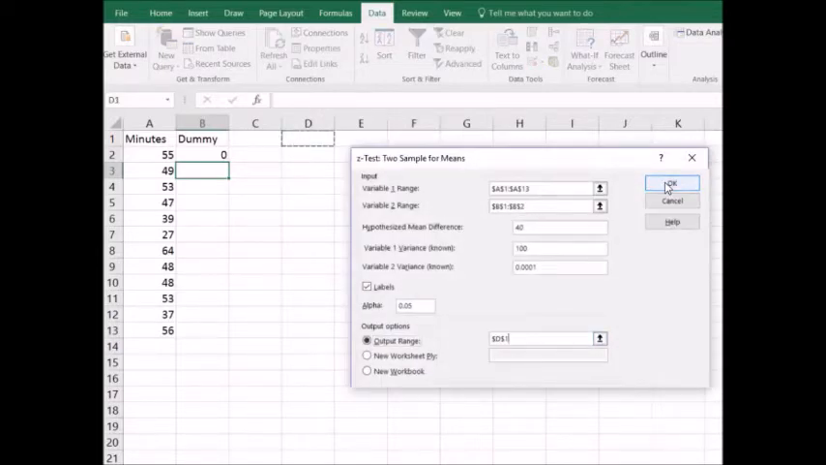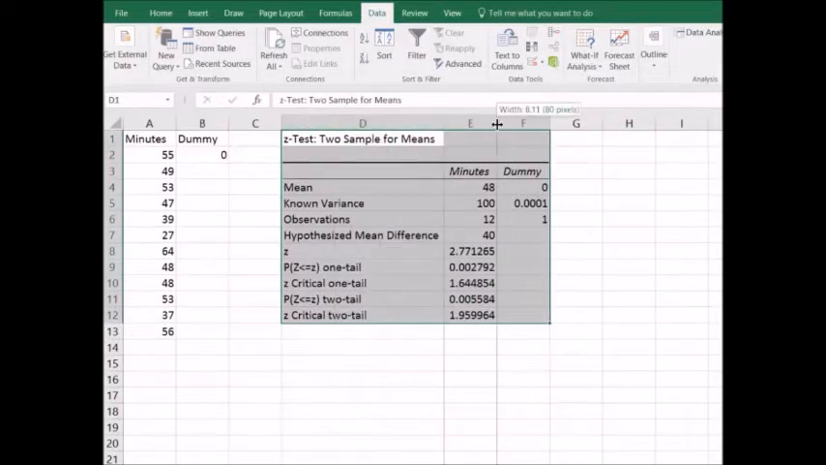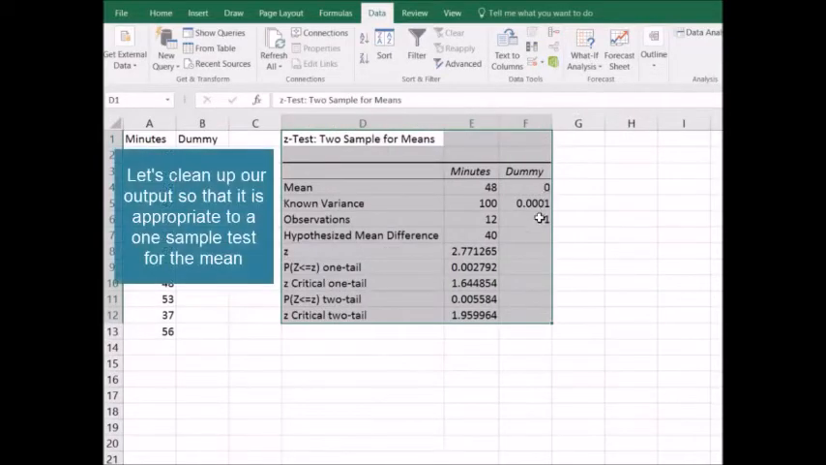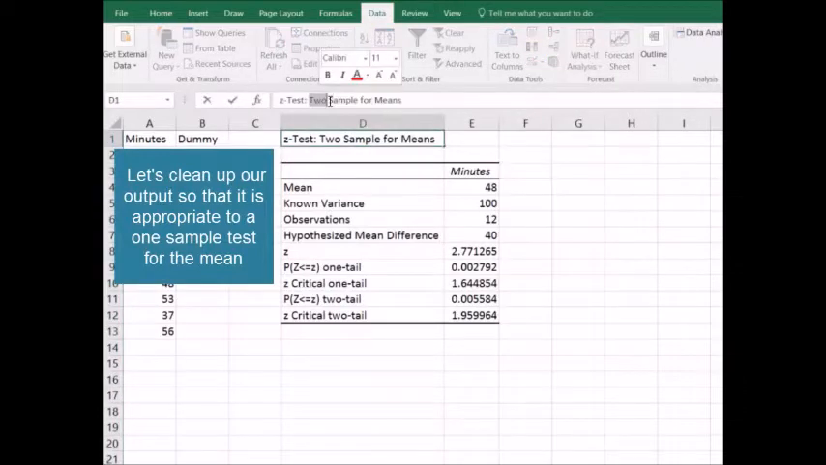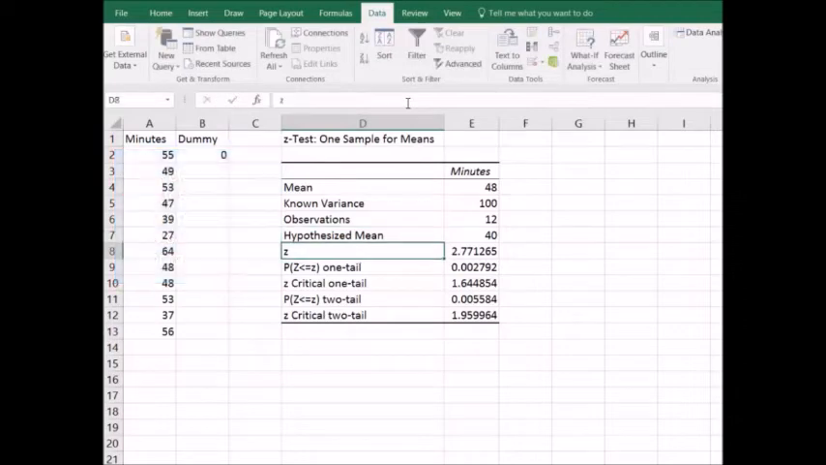I'll expand the results so we can see everything. You can see this dummy column here. We don't need this column. We're also able to change this from a z-test for two sample to one sample. And here it's the hypothesized mean, not the hypothesized mean difference. Now we have our output for a one sample test.